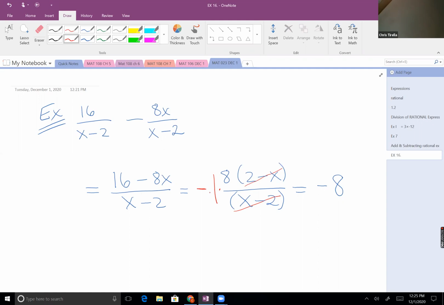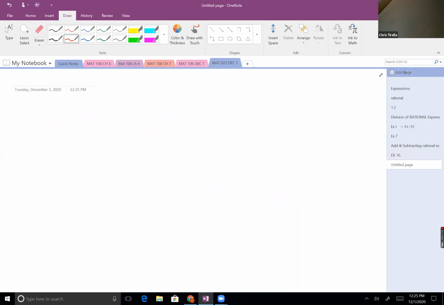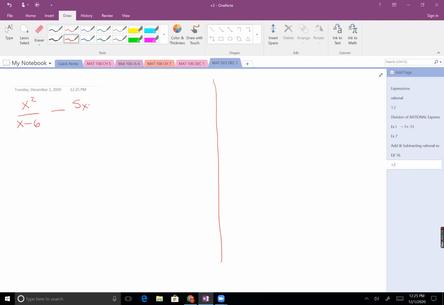Oh, you know what? I'm pulling out an old textbook and looking at a couple. Let's look at a fun multiplication one, and then let's look at a fun division one and a fun subtraction one, and then we'll call it a day. 2 examples. The subtraction one is going to be x squared over x minus 6 minus 5x plus 6 over x minus 6.